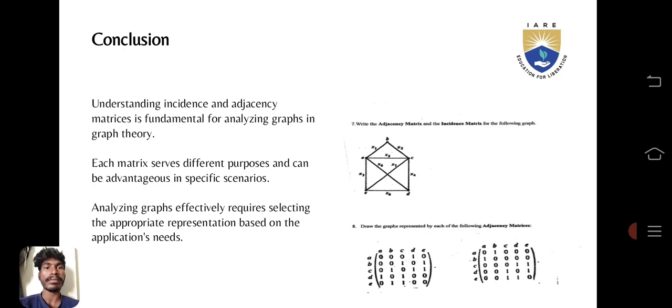Conclusion. Understanding incidence and adjacency matrices is fundamental for analyzing graphs in graph theory. Each matrix serves different purposes and can be advantageous in specific scenarios. Analyzing a graph effectively requires selecting the appropriate representation based on the application's needs.